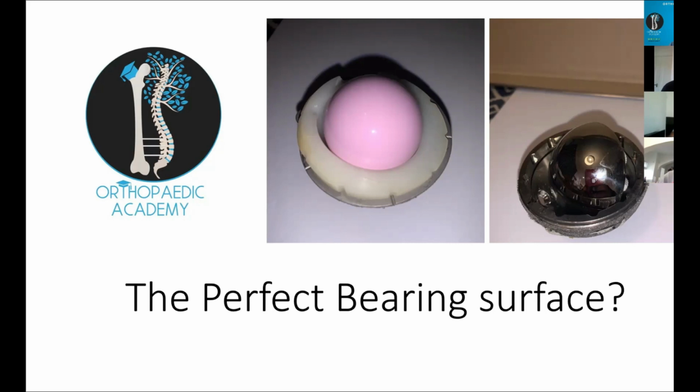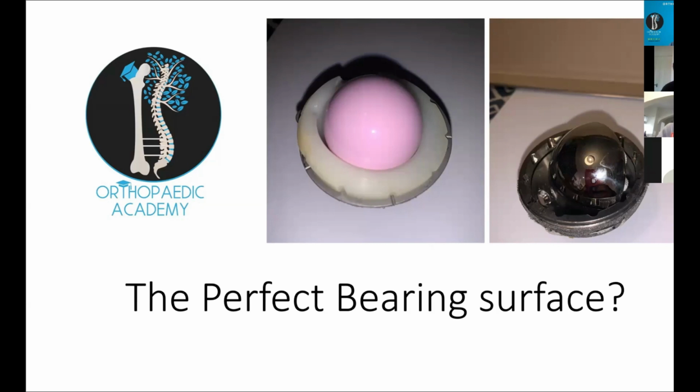And what sort of two surfaces have we got here? So these are two bearing surfaces. The one on the left shows a ceramic on polyethylene, while the one on the right shows a metal head with a metal shell. Yeah, it should be metal. It was too damaged to extract properly. Right, okay. So what's the difference between metal and metal? Why did we try metal and metal?